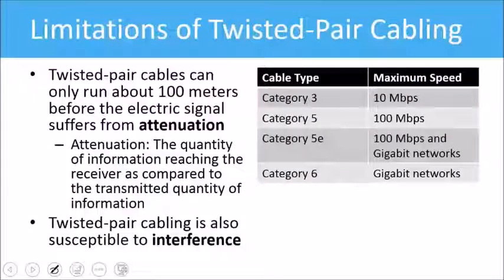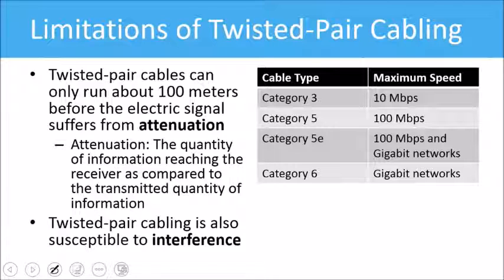All right, so let's go ahead and move on back to the slideshow. Limitations of twisted pair cabling. As we mentioned before, there may be some interference with twisted pair cables, and so they actually can only run about 100 meters, which is just a little over 300 feet, before they start suffering from something called attenuation.